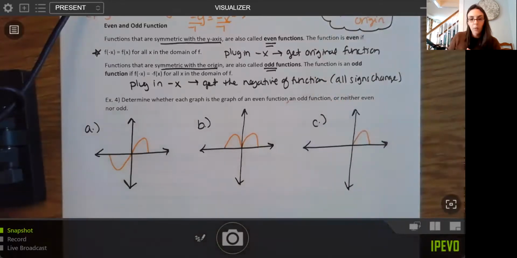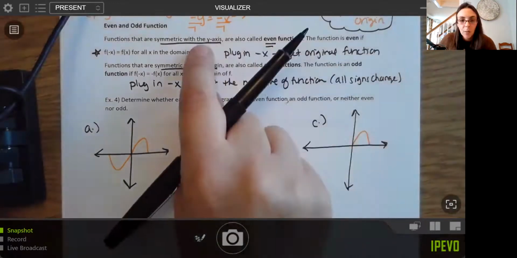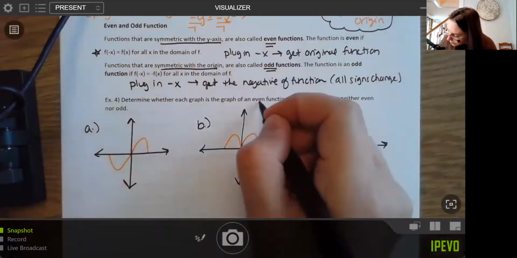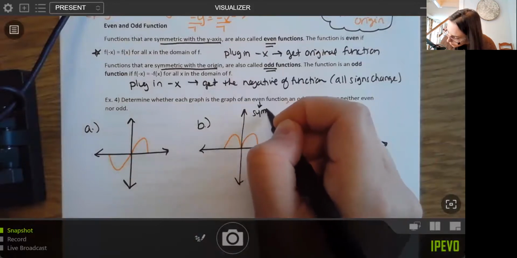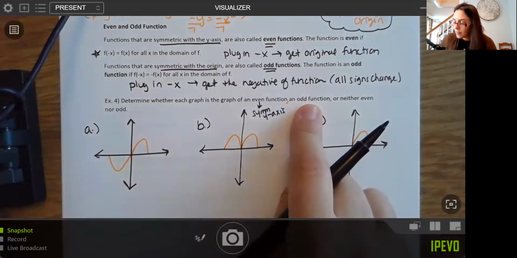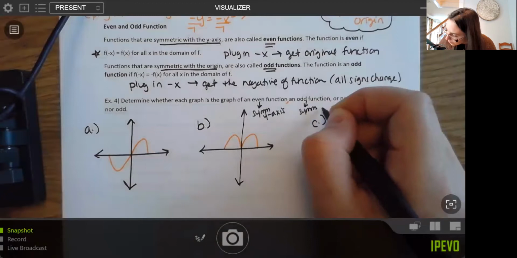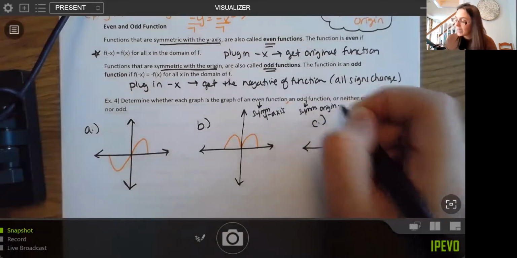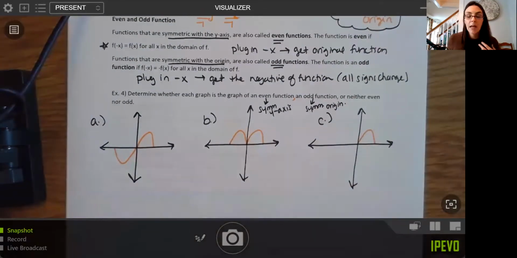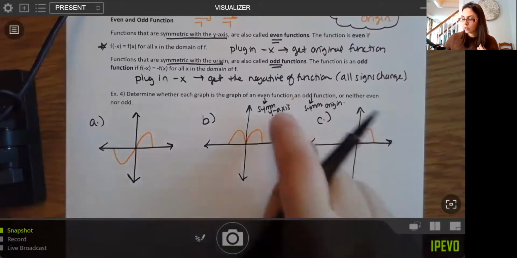Okay, so what you want to remember here is that even functions are symmetric with the y-axis. Odd functions are symmetric with the origin. And neither functions are just neither even nor odd. They could have a different kind of symmetry or they could have no symmetry at all. So they're just not one of these two.